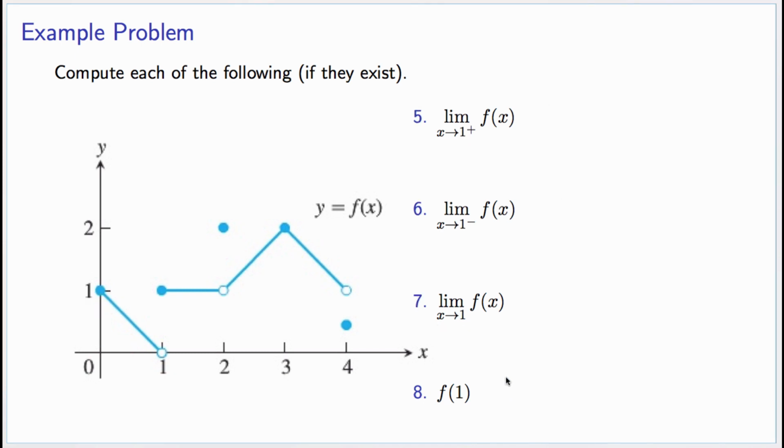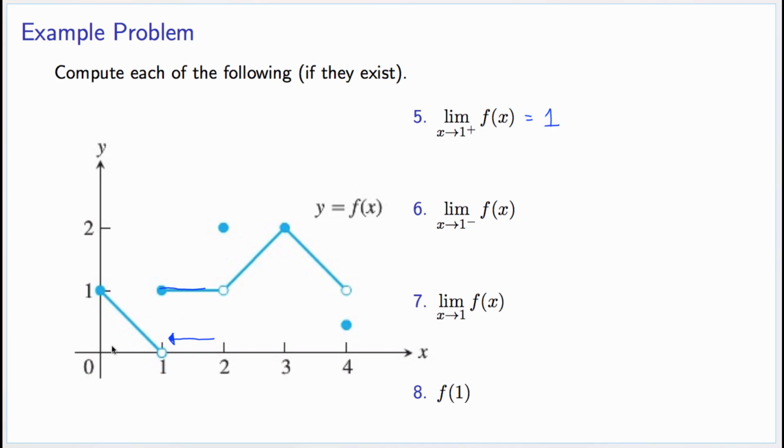So for this same function, now we're asked to look at what happens around x equals 1. As x comes into 1 from the right, so again, that means x is going to 1 for values bigger than 1, we see that the value of f of x is getting closer and closer to 1. So our limit from the right is equal to 1.